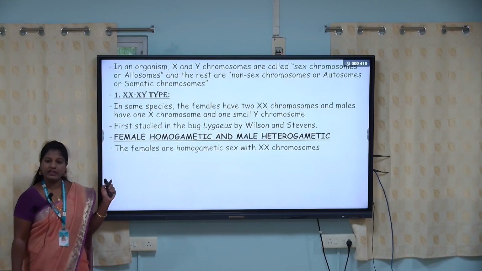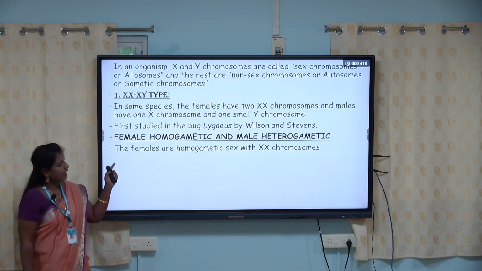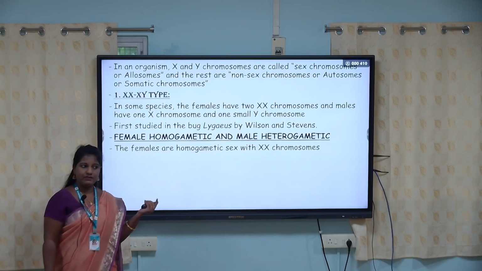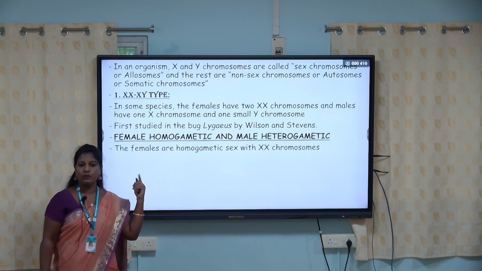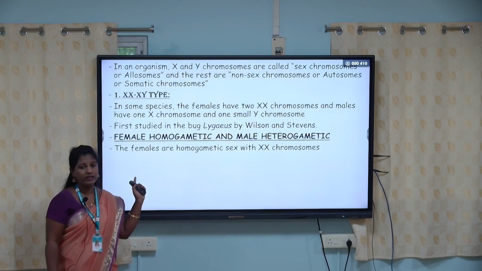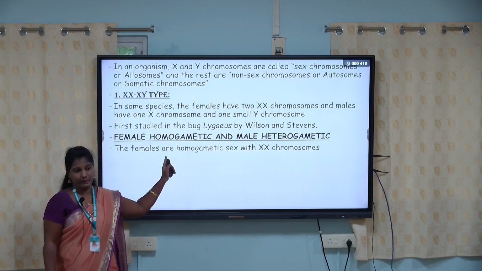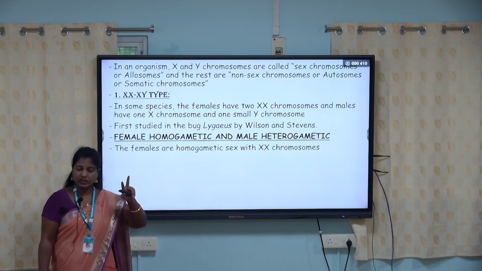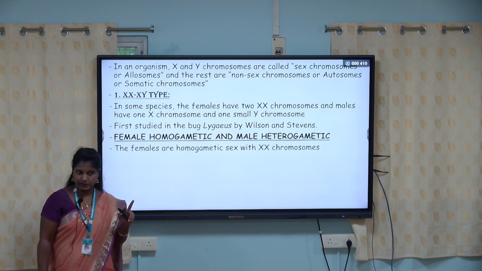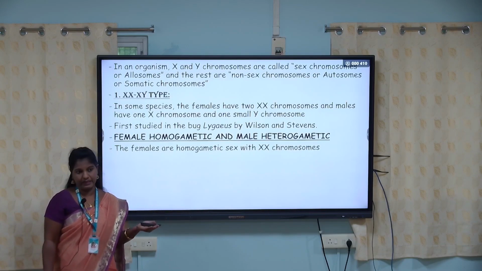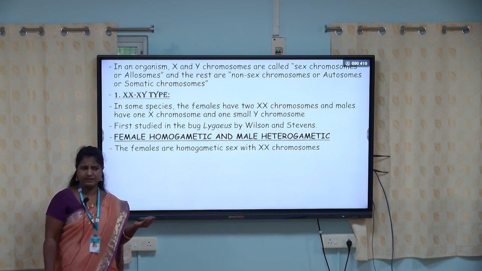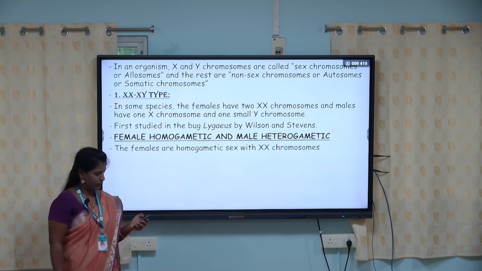Here we call it female homogametic and male heterogametic. As we all know, homo means the same. So the same X chromosomes prove to be female homogametic, which is present only in females, and males have two different types of chromosome, that is the X chromosome and one small Y chromosome, which proves to be heterogametic. Heterogametic identifies a different combination of chromosomes.